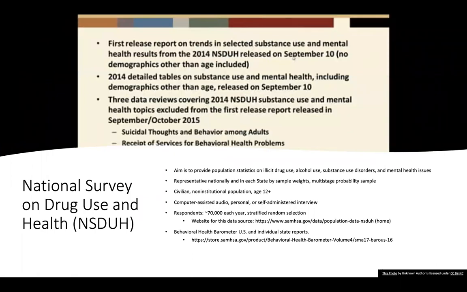Now, the NSDUH, National Survey on Drug Use and Health. I included an image here of one of the initial reportings from its release in 2014. The aim was to provide population statistics on illicit drug use, alcohol use, substance use disorders, and mental health issues. It's representative nationally and in each state by sample weights and multi-stage probability sampling. It's a civilian, non-institutionalized population, age 12 and above.